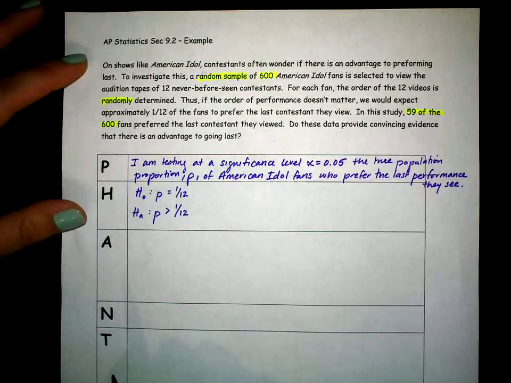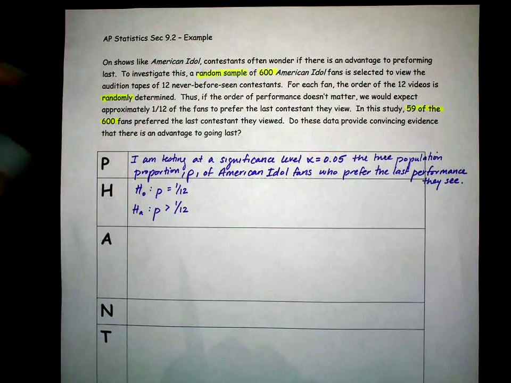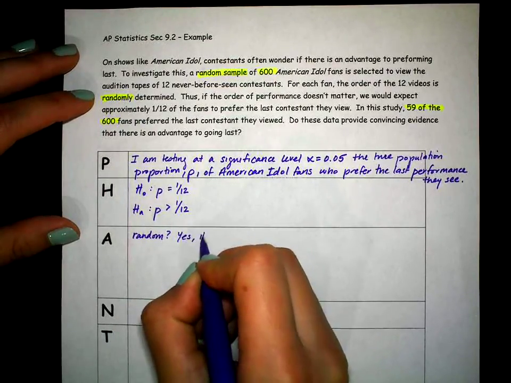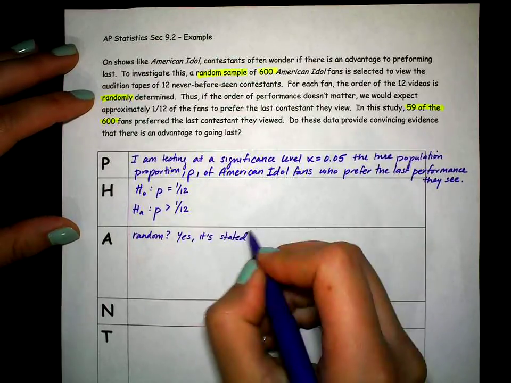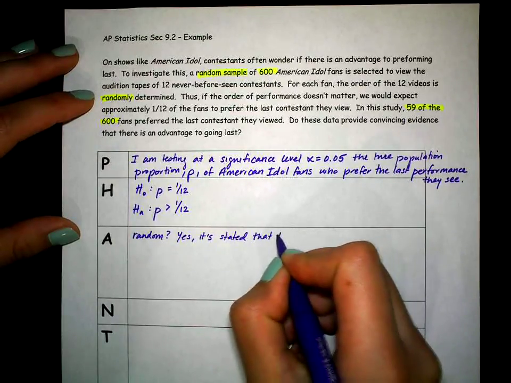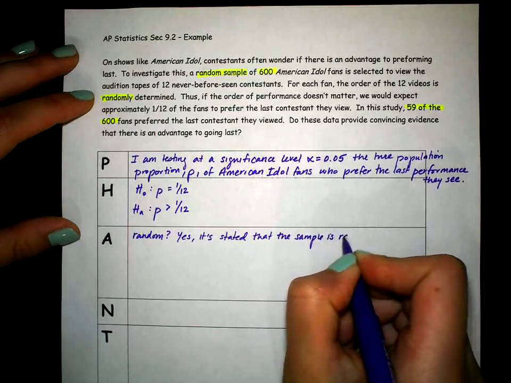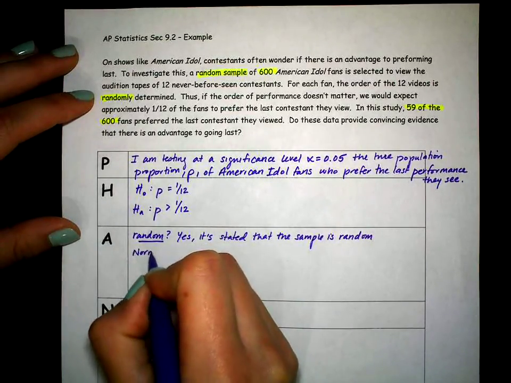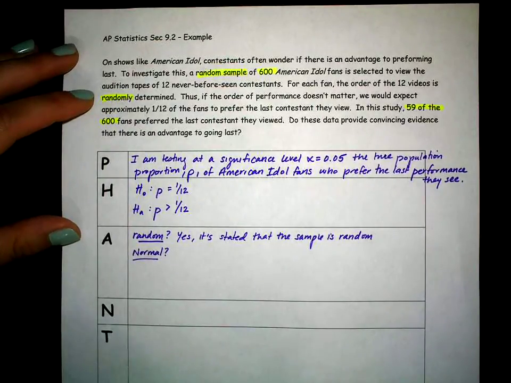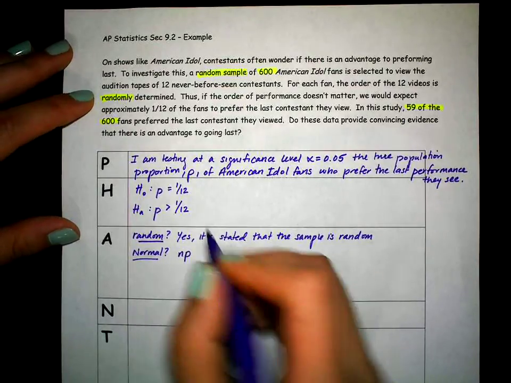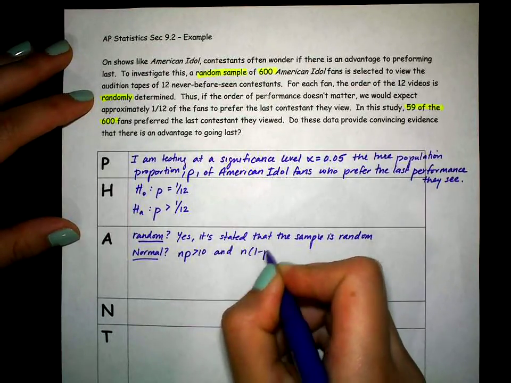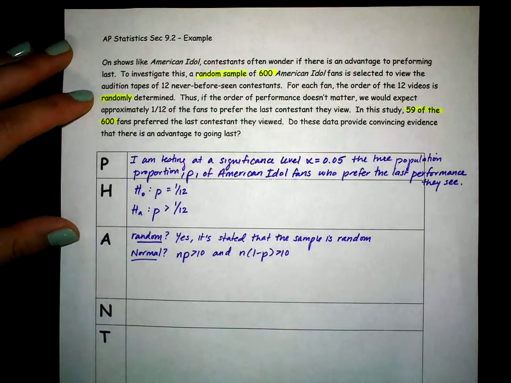Alright, so A, very much, it stands for assumptions, so we're going to go through our three conditions that we have to test for. Is it random? Yes. It's stated in the problem that the sample is random. Alright, second thing we're going to check to see if it's normal. Remember, with proportions, you're going to go ahead and see if n times p is greater than 10, and also to see if n times 1 minus p is greater than 10. And the p that we're going to actually use here is your p naught. So I'm going to go ahead and put a p naught.